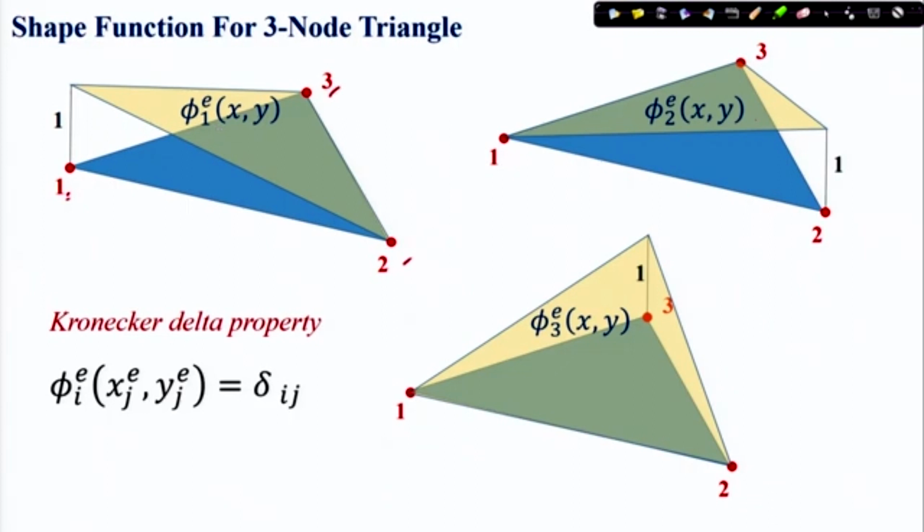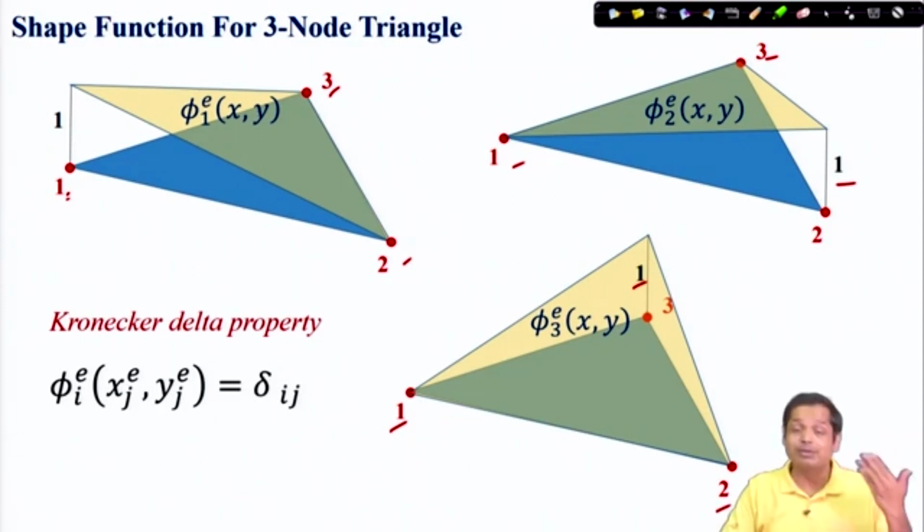Phi 2 will be 1 at node number 2, and at the other nodes it will be 0, and phi 3 will be 1 at node number 3, and at the other nodes it will be 0. This is how the shape functions look. So this is the Kronecker delta property. We know this is also called the interpolation property as well.